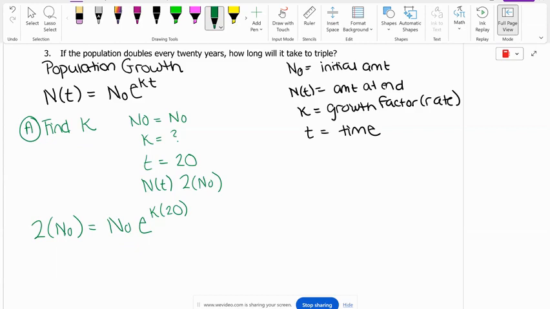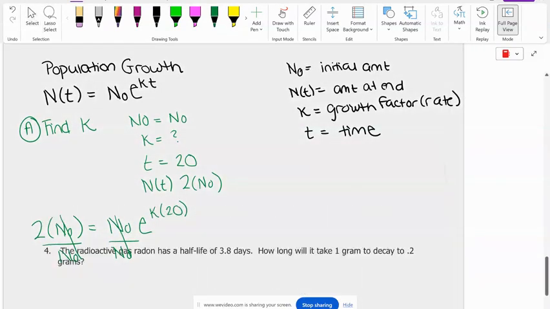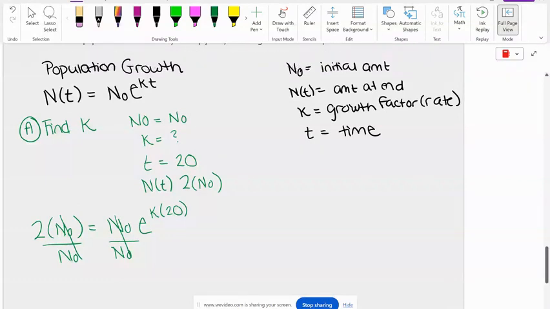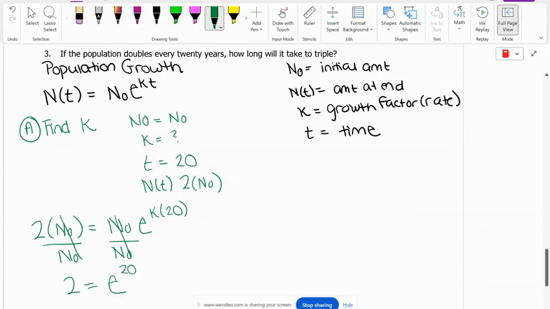Okay, so now I want to isolate the e and the exponent. So I'm going to divide by N sub 0 on both sides. When I divide by N sub 0 on both sides, don't they both cancel? So now I'm going to get 2 is equal to e raised to the 20k.